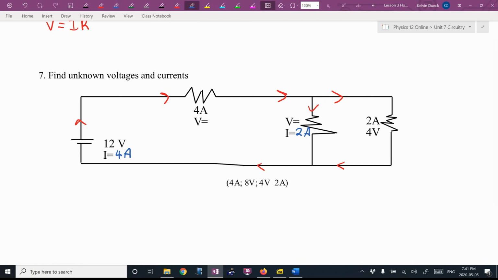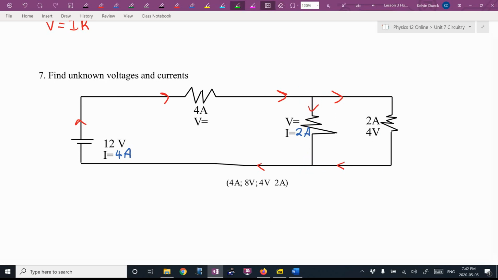What about voltages? Now, there's two things I could do. I could realize for voltage that because we're splitting up right here and meeting up right here, this voltage and this voltage will be identical. The voltage loss here is 4 volts. The voltage loss here is 4 volts.